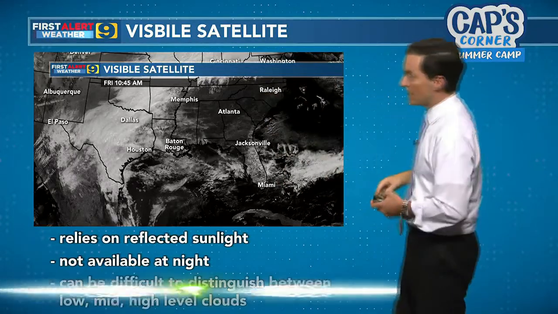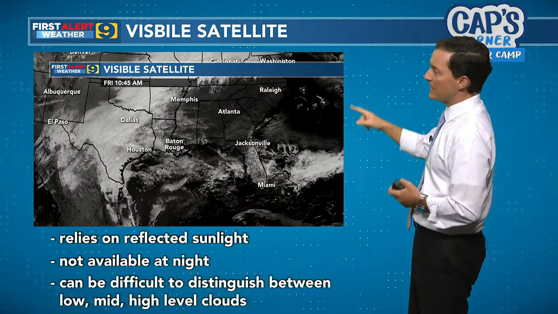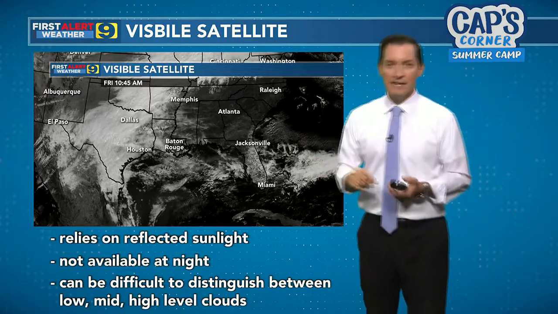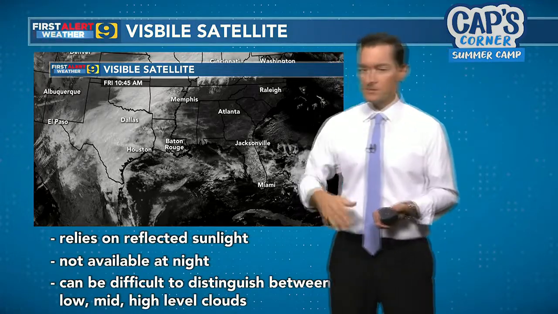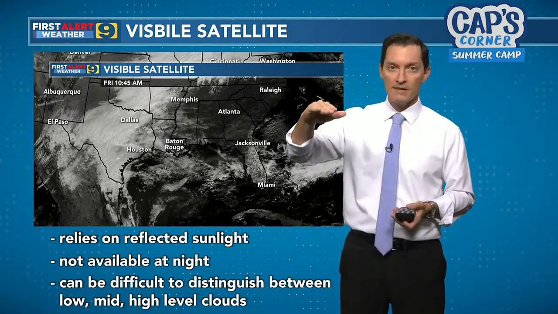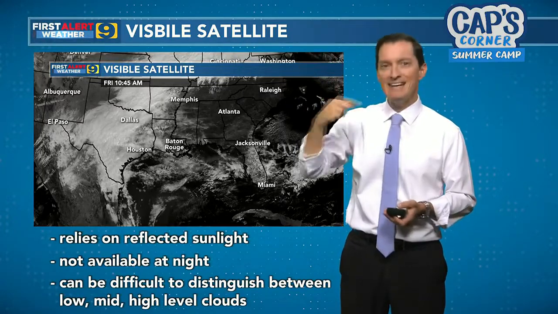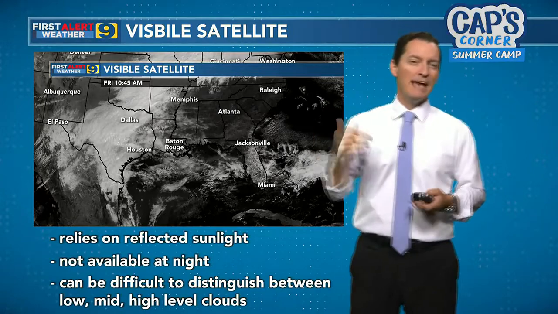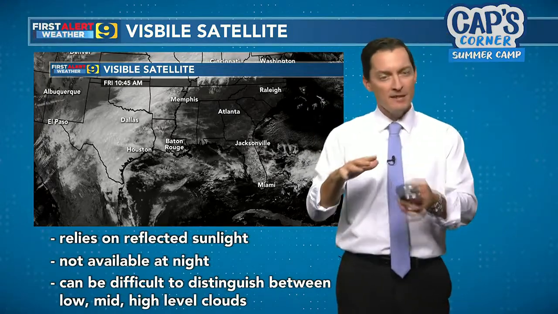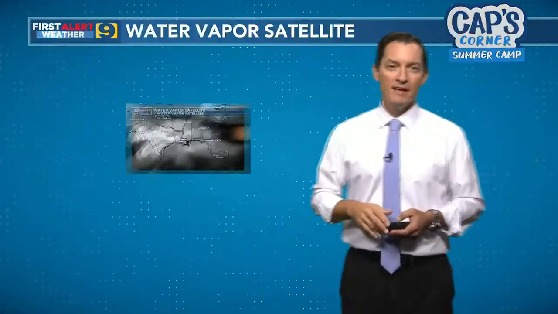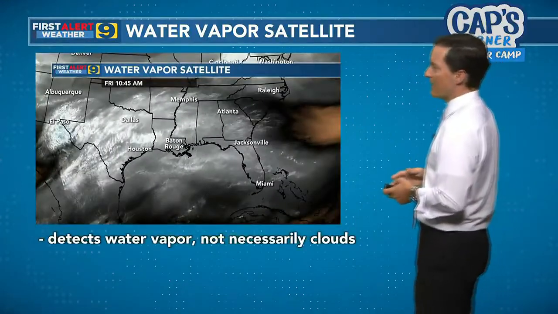You need that sun to get a little bit higher up in the sky to get the reflected sunlight, okay? One thing to know about visible satellite images is sometimes it can be a little bit difficult to distinguish between clouds in the lower part of the atmosphere, the mid part of the atmosphere, and the high part of the atmosphere. Now, trained eyes and people like me who have been at this for a long time, sometimes you can distinguish the differences, but that's one of the challenges with visible satellite.